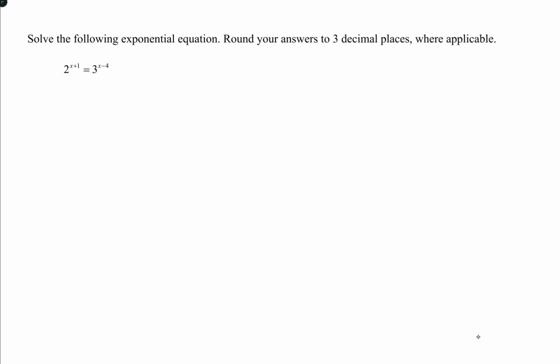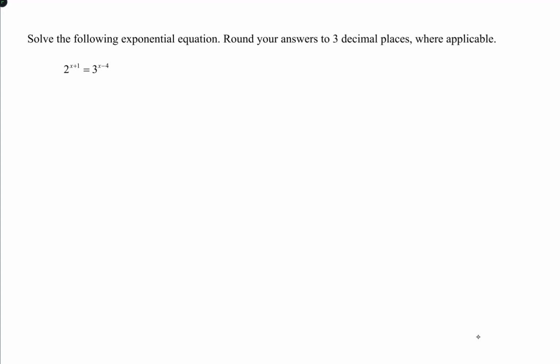Solve the following exponential equation. Round your answers to 3 decimal places where applicable. So here we have an exponential equation where we have two exponential expressions, 2 to the x plus 1 equal to 3 to the x minus 4.